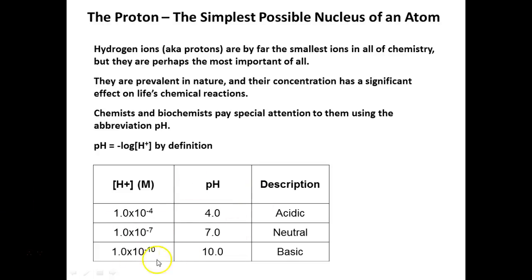That's when something added to solution gives off hydrogen ions, protons. Basic solutions are when you have a lot less hydrogen ions. And so above 7, above neutral, and the pH scale goes from 0 to 14. Basic is also sometimes referred to as alkaline conditions. So high hydrogen ion, low pH. Low hydrogen ion, high pH. It's an inverse relationship.